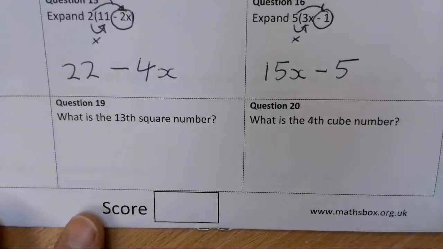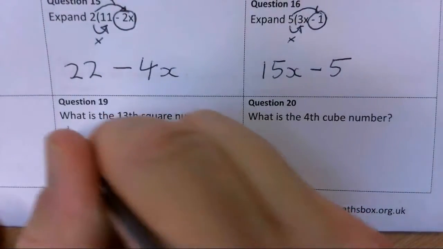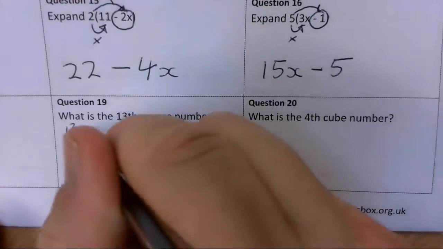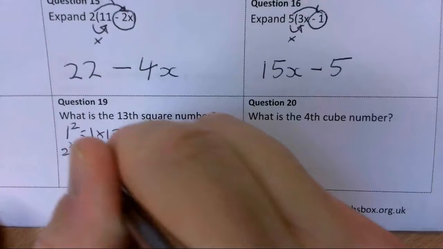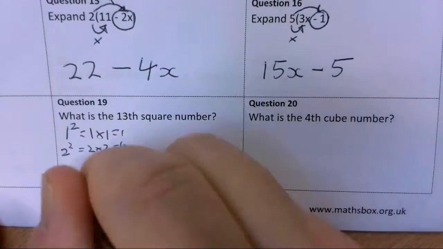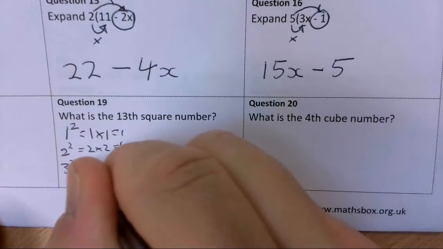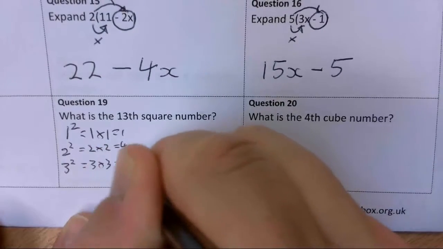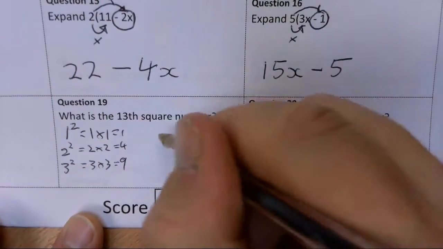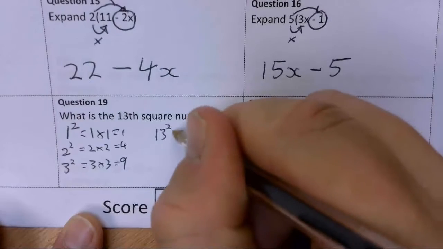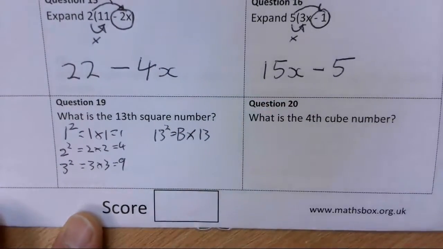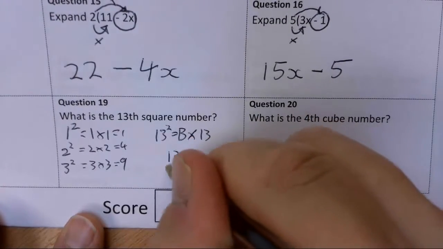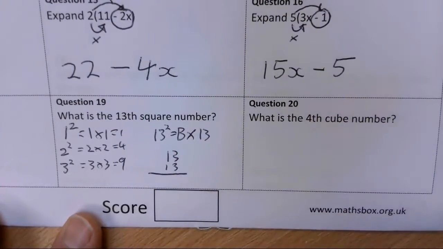Question 19, remembering what square numbers are, right? The first square number is 1 squared, which is 1 times 1, which is 1. The second square number is 2 squared, which is 2 times 2, which is 4. The third square number is 3 times 3, which is 9. The 13th is going to be 13 squared, which is 13 times by 13. Okay, so 13 isn't one of your times tables, so we may as well do it like this.